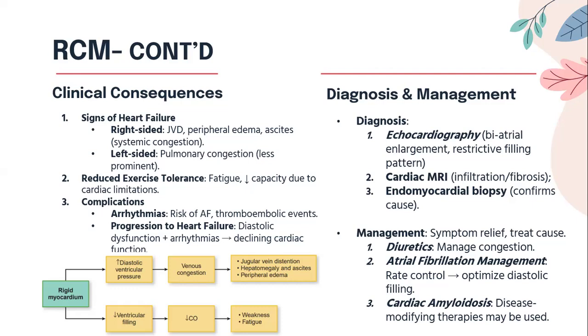Next, we're going to look at the diagnosis and management. Diagnosis. So the diagnosis of RCM often involves echocardiography, which shows biatrial enlargement and a restrictive filling pattern. Cardiac MRI may also help characterize myocardial inflammation or the fibrosis, while endomyocardial biopsy can confirm the underlying cause.